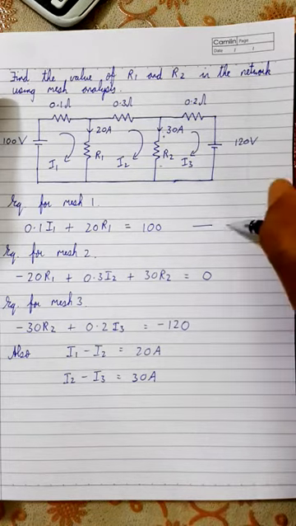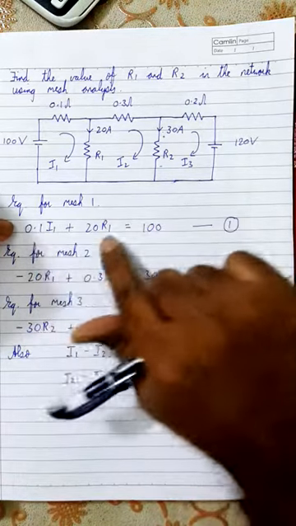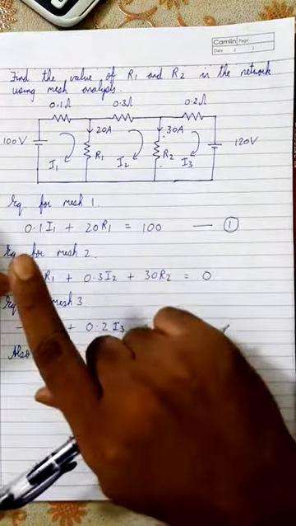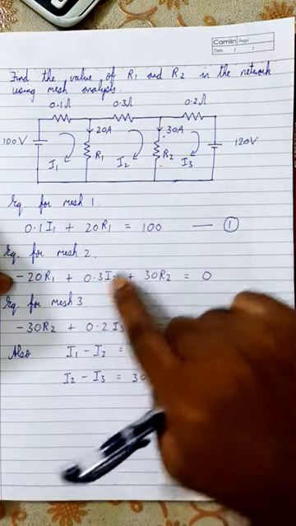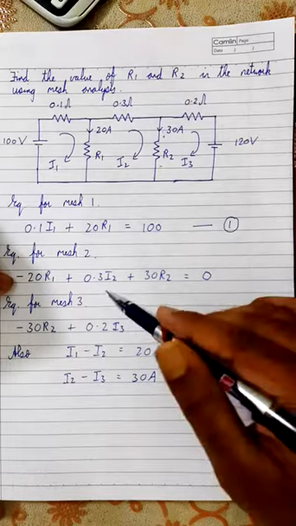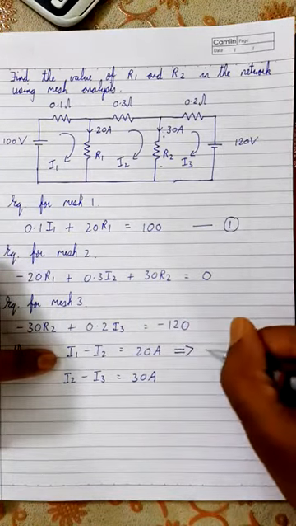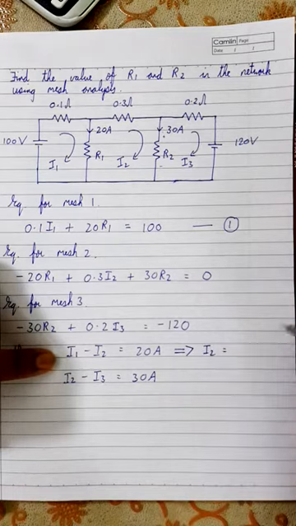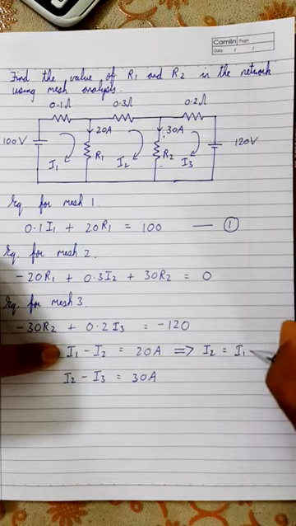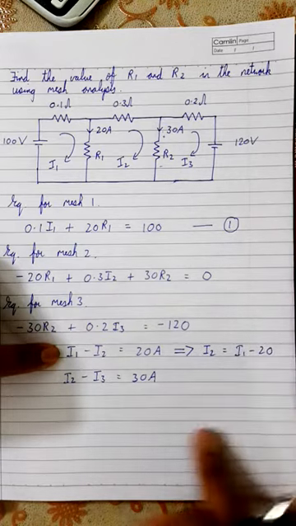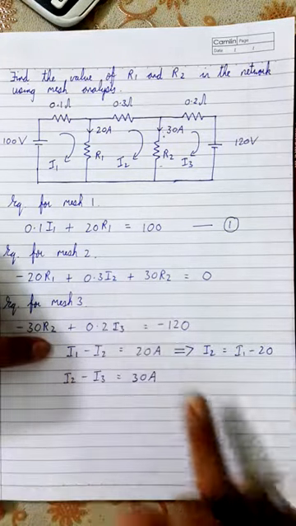Equation 1 is as it is. I'm not going to make any change in equation 1 because it contains I1 and R1. Whereas over here, I want R1 and R2, but I don't need I2, so I'm going to change the value of I2. We know that from here I2 is equal to I1 minus 20. I2 is equal to I1 minus 20, so I can substitute I1 minus 20 over here.